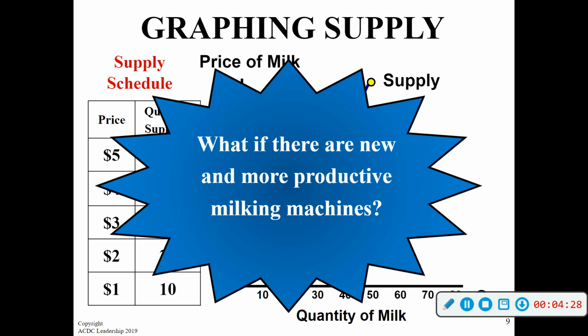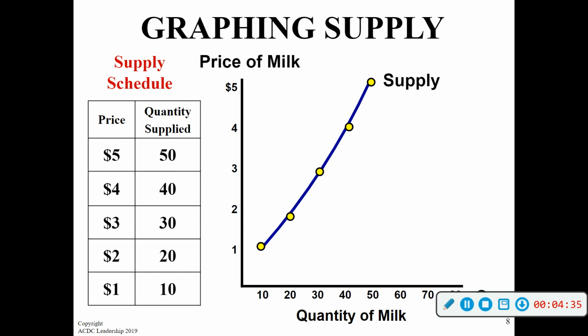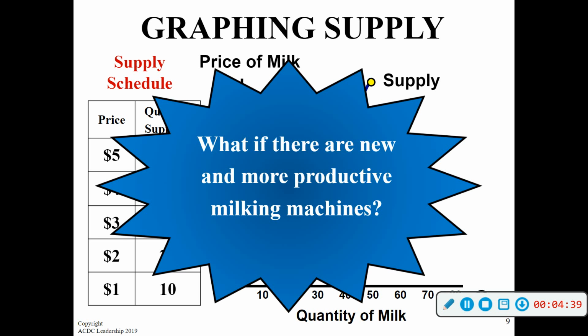As always, there's some kind of fun-filled hypothetical they're going to throw at you. What if there are new and more productive milking machines? Just like with 2.1, our product is milk, what we're producing. If we are this milk producer, what if there are new and more productive milking machines? Do you think supply is going to increase or decrease?